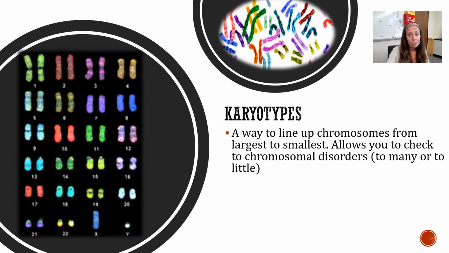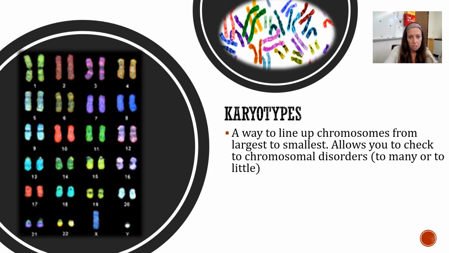A karyotype is a diagram, and there's a picture of one right here, that allows you to line the chromosomes up from largest to smallest in pairs so that you can see if there is a disorder, right? So what you're looking for is more chromosomes than just 2 in each of those pairs. This one that we have a picture of is fine because everyone has 2, other than the bottom 2. The bottom 2 are our sex chromosomes, where we have a single X.